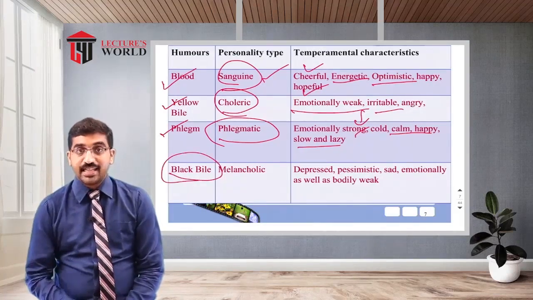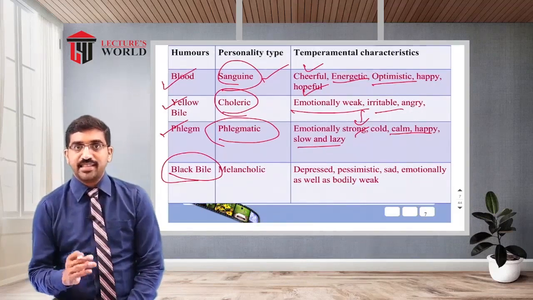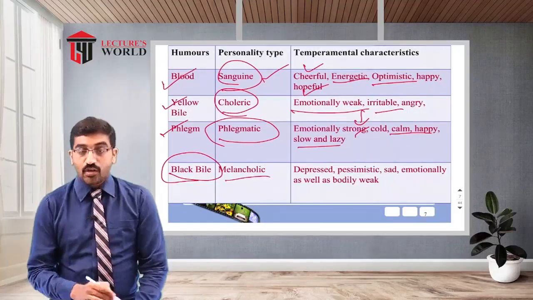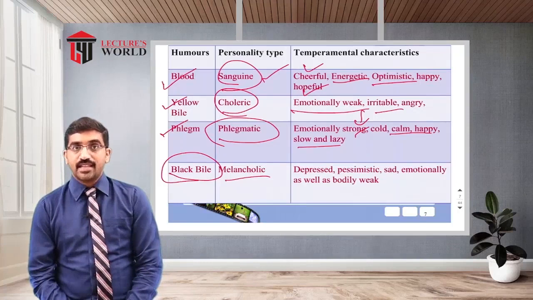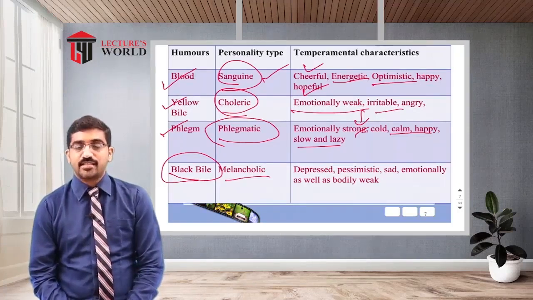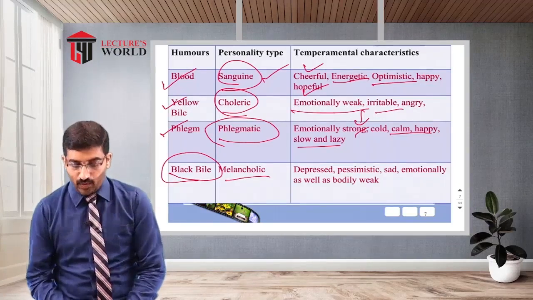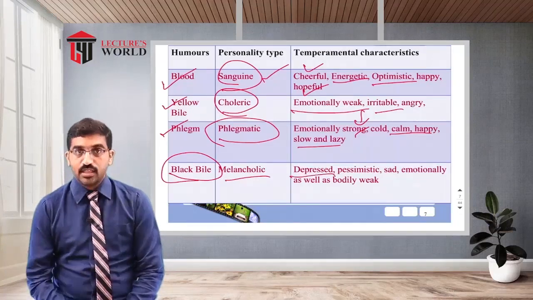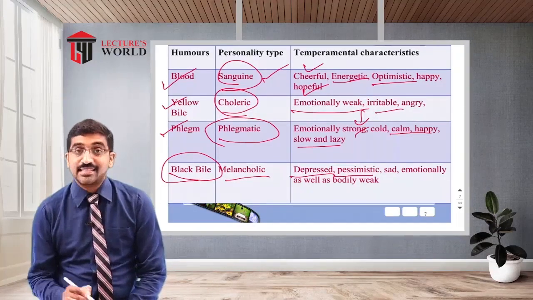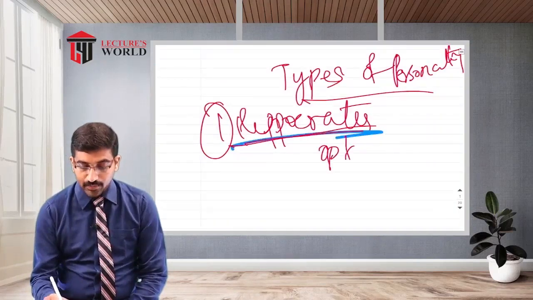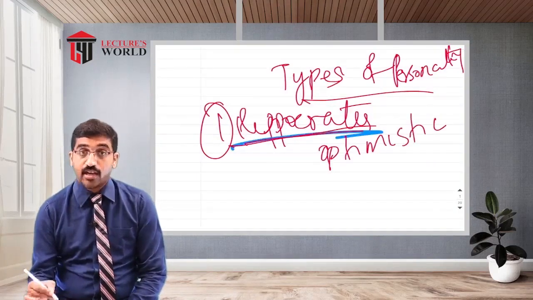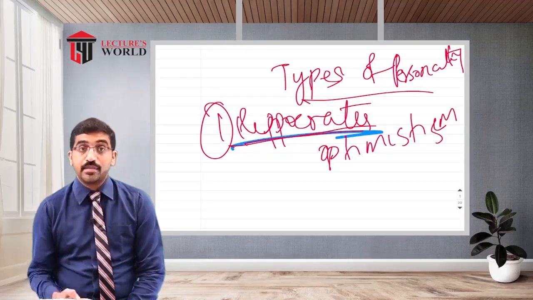Black bile. This is also a negative aspect. Where the black is, that means there is some negativity, right? Melancholic personality. So melancholic personality, there is one disorder also in psychiatry, melancholic depression. So what will happen? They go in depression. Pessimism. This is just opposite of optimism. I already told you about optimism. Optimism means ashavadi, optimistic or optimism.